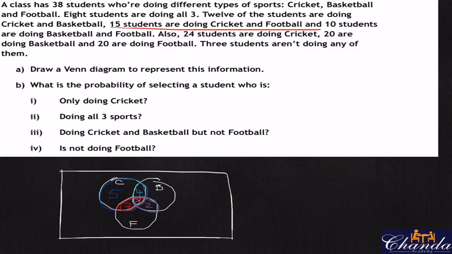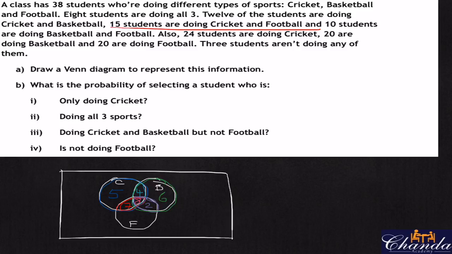Similarly, again, let me use a different color. Let's use a green this time. 20 students are doing basketball. So that's this entire circle there, and all the numbers in that circle have to add up to 20. So we have 8 plus 2, which is 10, plus 4, which is 14. So we need another 6 to go in there.